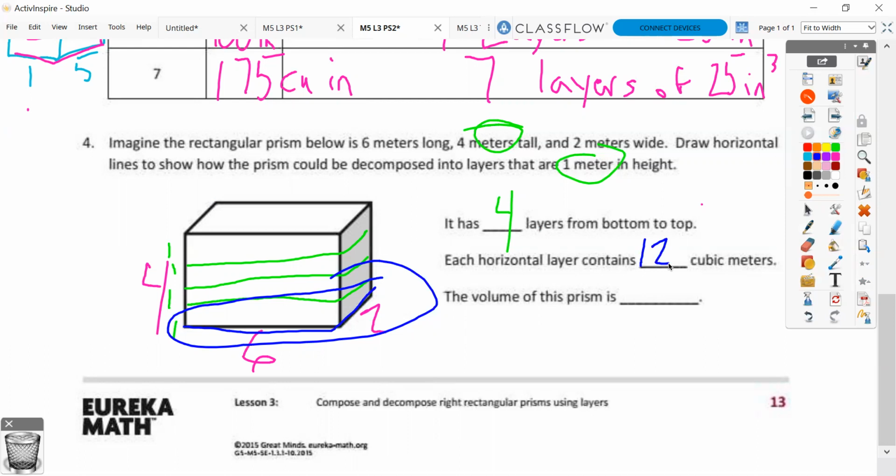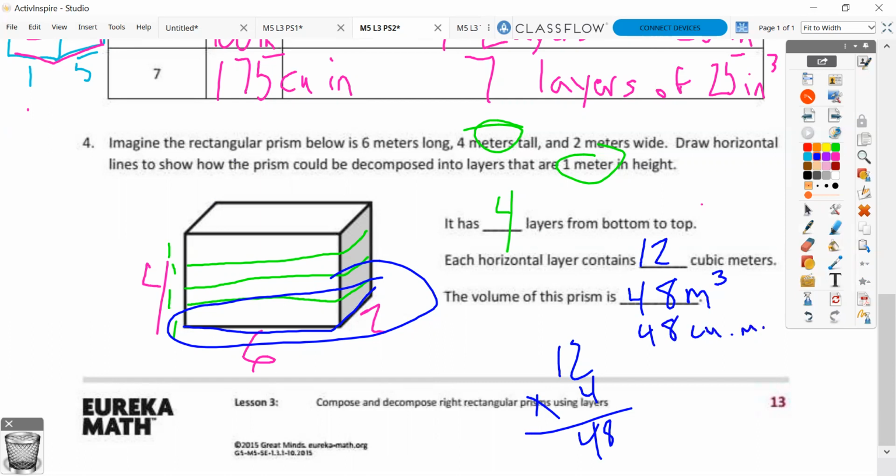And if we have 4 groups of 12, you can't do that in your head. 4 times 2 is 8. 4 times 1 is 4, 48. So the volume is 48. Should I leave it as 48? Nope. So we want to say either meters cubed or 48 cubic meters.